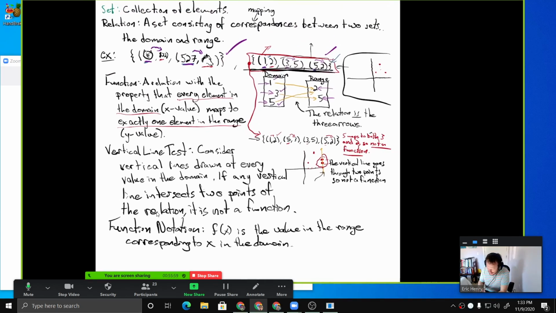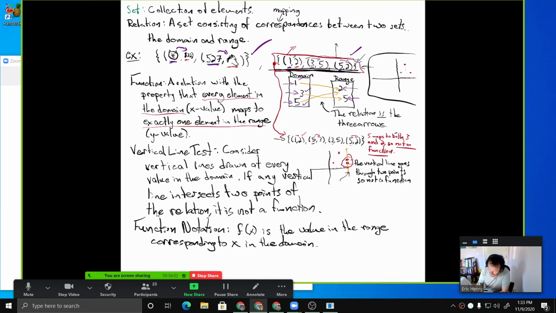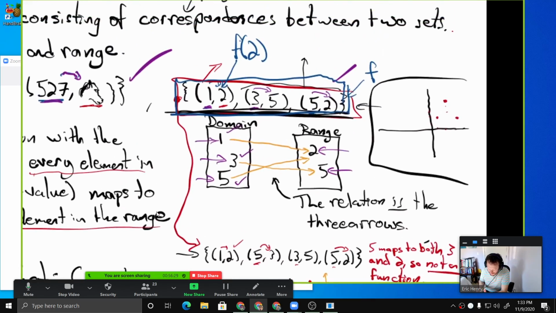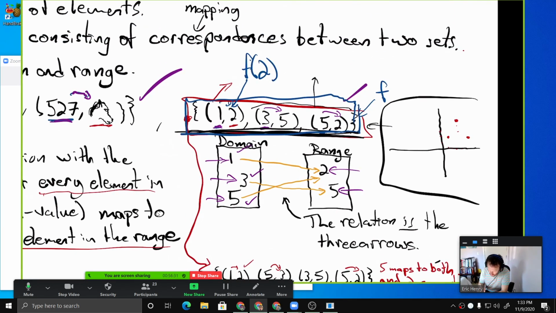So if we go back up to our examples up here, we can see that this 2 right here, this was a function. This 2 is the output when 1 is the input. So we could call that, assuming we've defined or named that relationship as f, then f of 2 would, sorry, whoa, I can't believe I said f of 2. F of 1 would be 2.